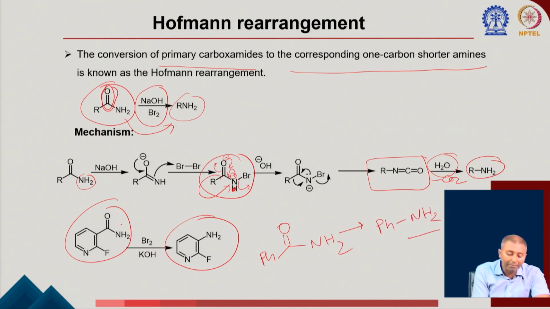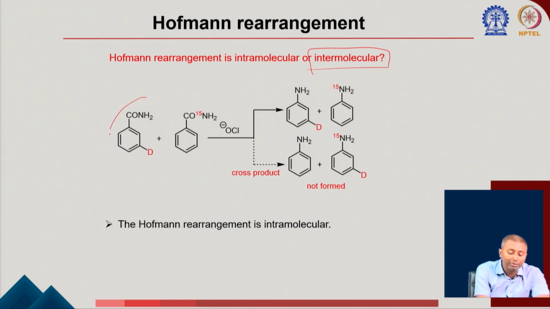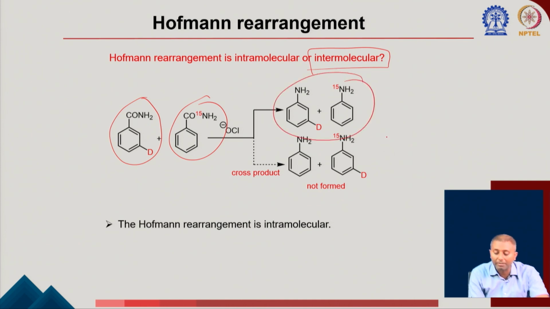So here, with pyridine, with KOH and Br2, it is actually converting to the corresponding amine. So is the Hofmann rearrangement intramolecular or intermolecular? That means the NH2 which is forming at the end, is it coming from another source, or is it forming in the same molecule? You can test this using this type of starting material. So in one case you have a deuterium at the meta position, in one case you have started with the 15-labeled nitrogen. At the end, you end up getting this product, not this one.